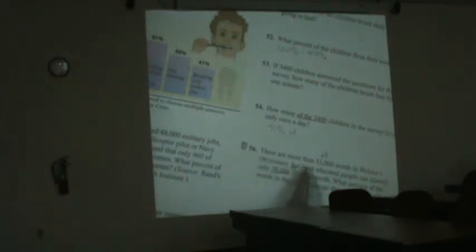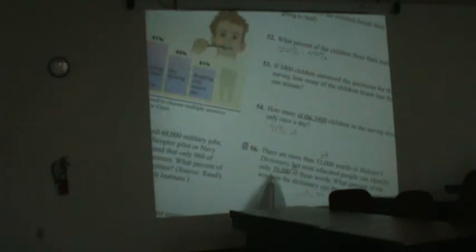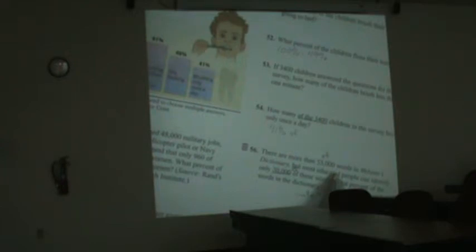Okay, there are more than 55,000 words in the dictionary, but most educated people can identify only 20,000 of those words. What percent of the words can be identified? Well, 20,000 can be identified. 20,000 is what percent of the total? So this is your is. What percent of the total words, okay?